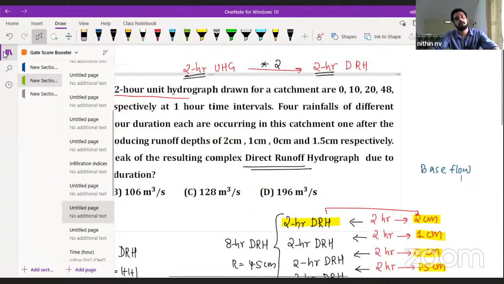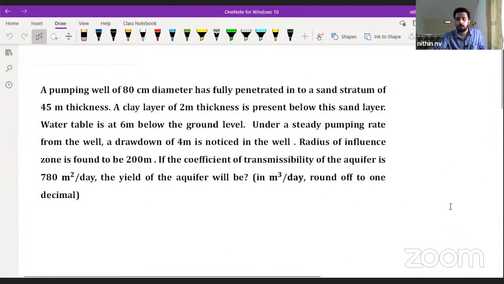Now going into the next question, which is related to aquifer. So just go through the question. Just go through the question.